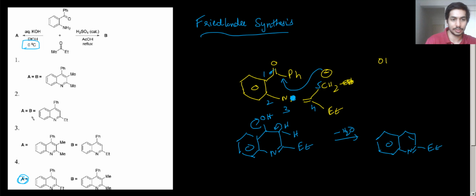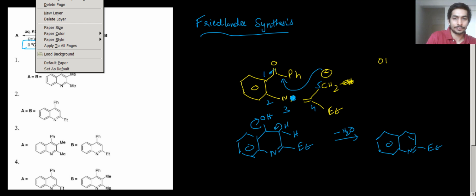This is the product, and now you have to see what happens for B. So in case of B, what is going to happen? Let's look at the conditions. For B, we have acidic conditions. So in acidic conditions, what happens? The imine formation is not happening.